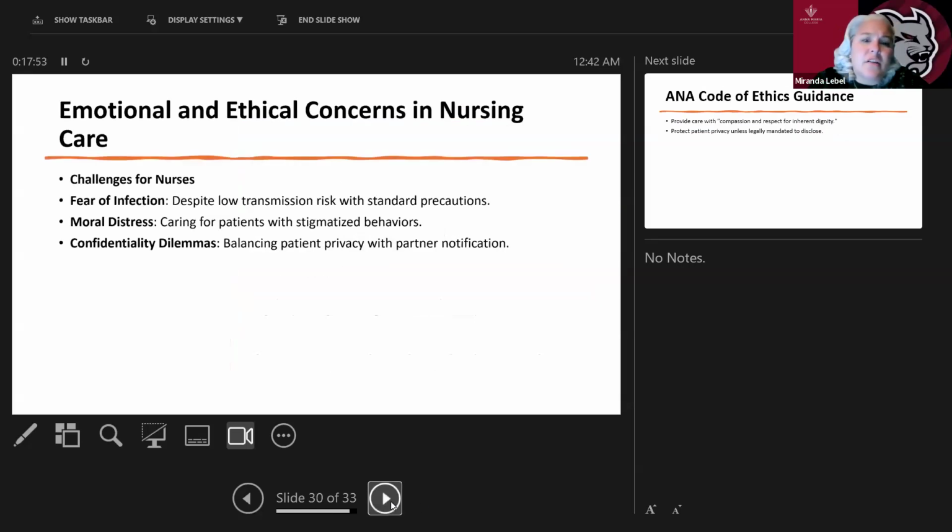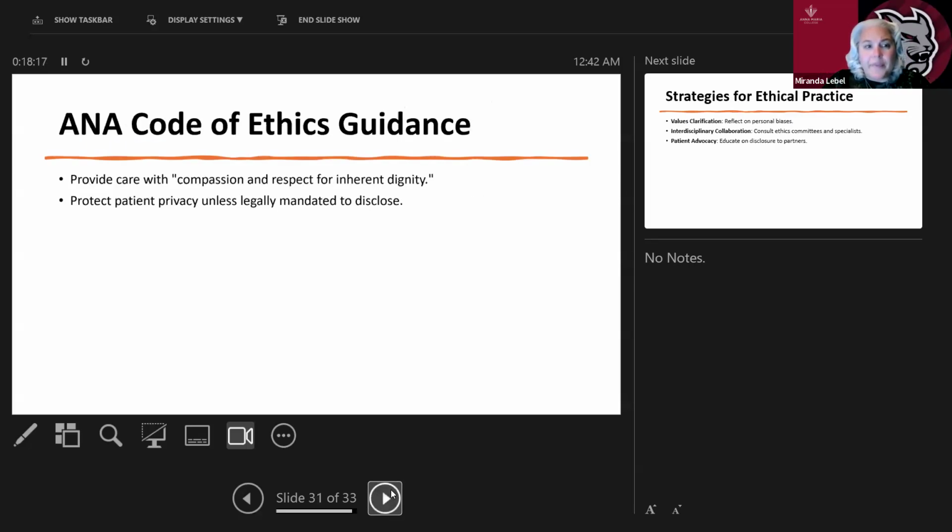There's also some emotional and ethical concerns in nursing. So this can be really challenging for nurses. Nurses may not want to deal with these patients because of fear of being infected. There might be some moral distress with caring for patients with stigmatized behaviors, and some confidentiality dilemmas, balancing patient privacy and partner notification. The ANA Code of Ethics provides a little bit of guidance. So you want to provide care with compassion and respect for inherent dignity, and you want to protect patient privacy unless legally mandated to disclose.